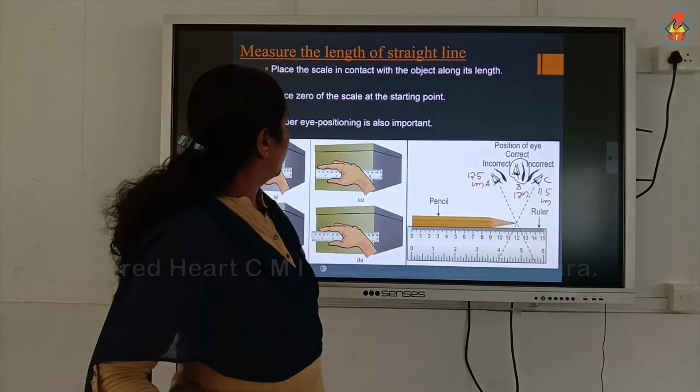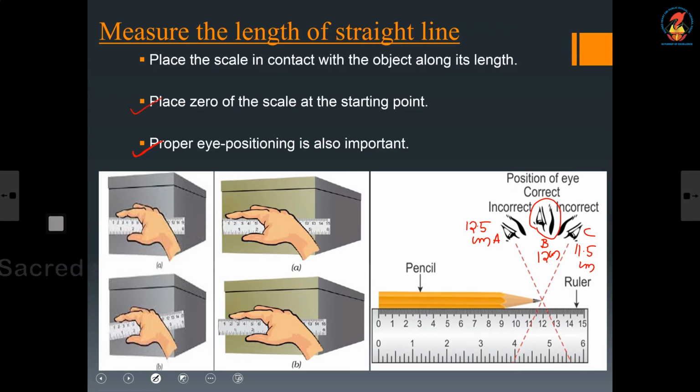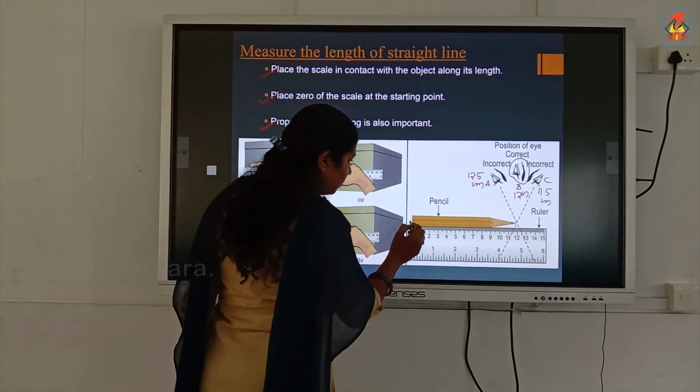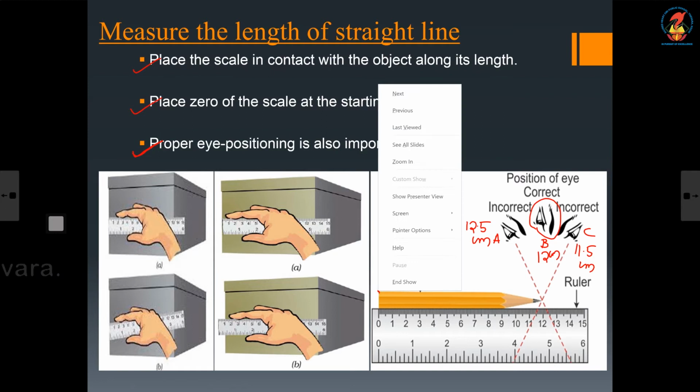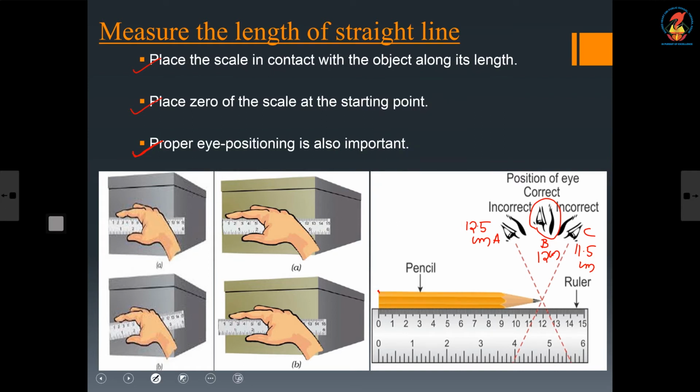The third point, place 0 of the scale at the starting point. Place 0 of the scale at the starting point. Means, here the pencil is starting here. So, we need to place the 0 of the scale at this point. Here 0 is here. This one is not correct. This one is also not correct.